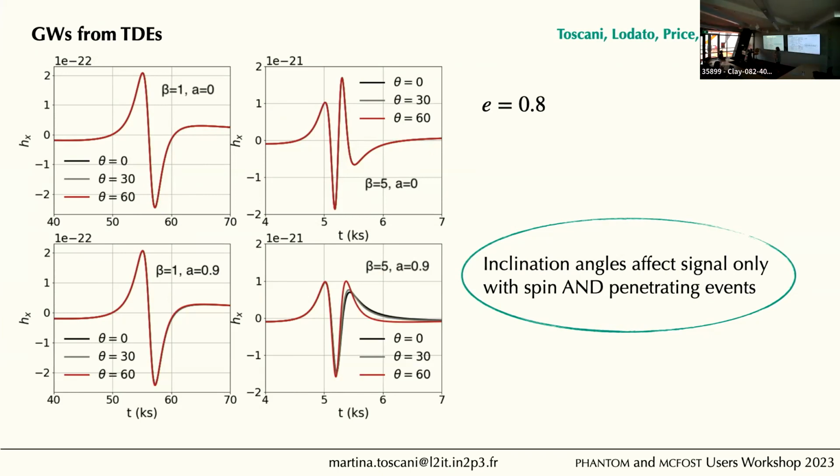Things are different in the case of a rotating black hole. Here, where beta is equal to 1, the star is quite far away and the spin effects are negligible, so the spherical symmetry still holds. But here, when the star is closer to the black hole and the spin becomes important, you can see that for different inclination angles, we see a difference in the signal.